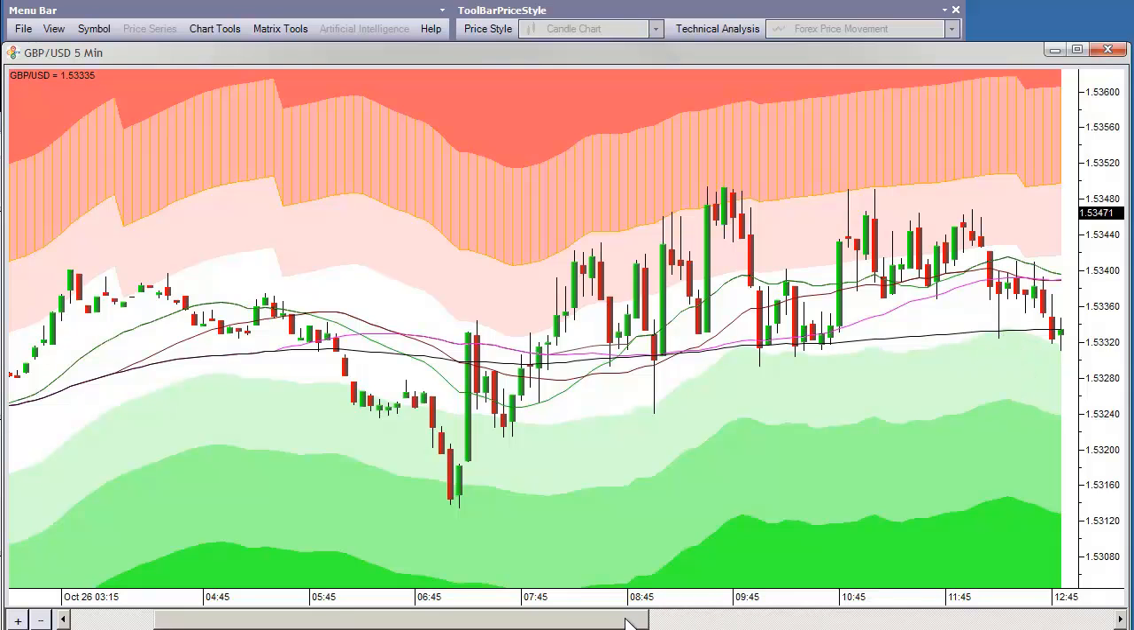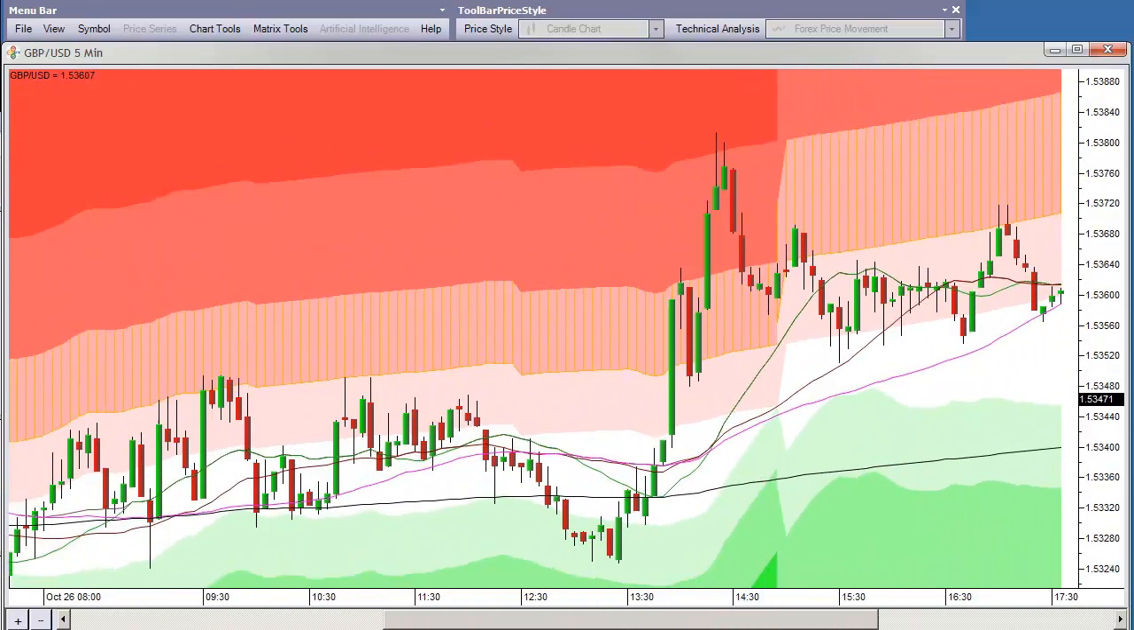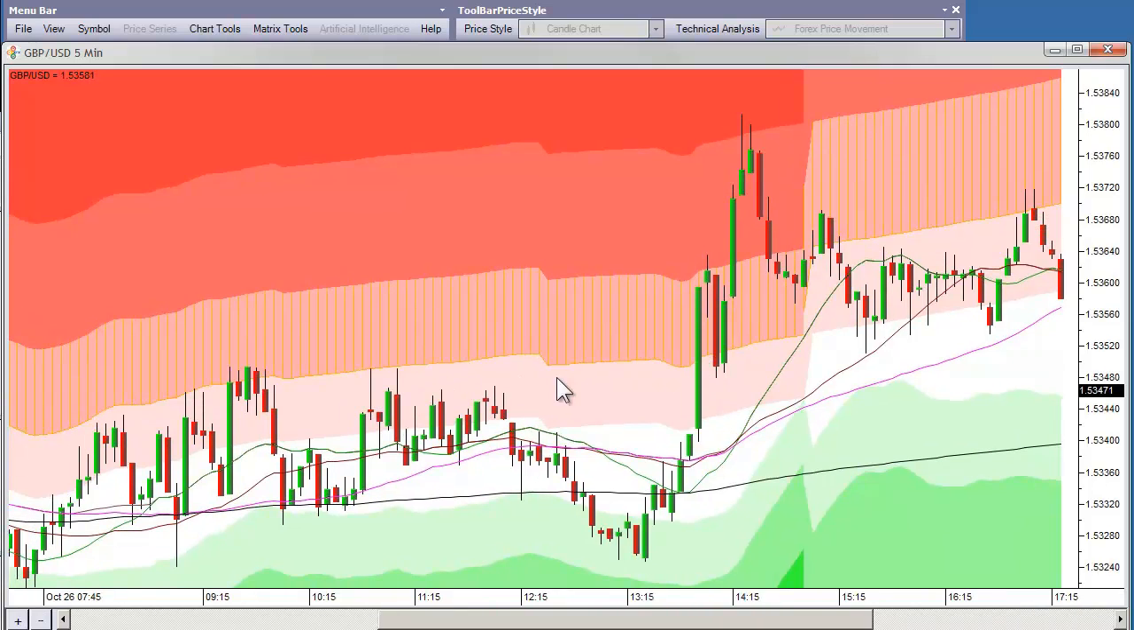So I'll move forward here. Pushed through this level. This level had been tested 3, 4, almost 5 times, so it was due for a break. Finally got it, came to the next level, had good price action off of this, came back down, retested this area here, which was previous resistance, turned into support, had a nice push up through this, and we went up to this 4th level, which these 4th levels are really strong.